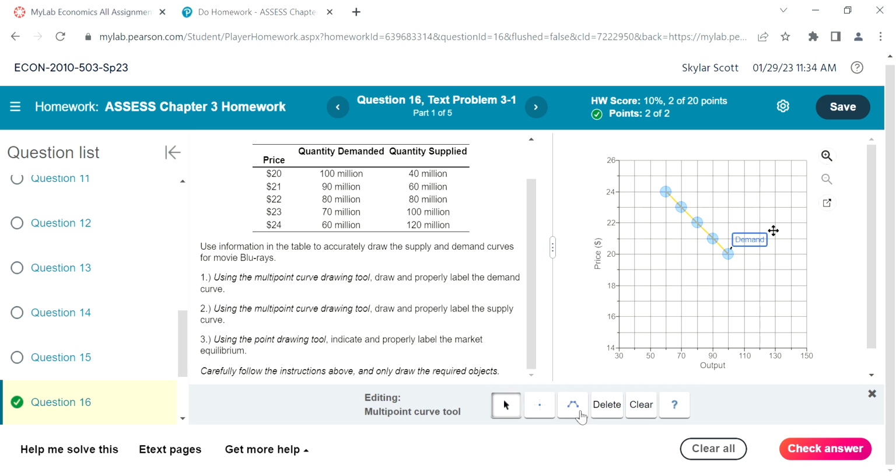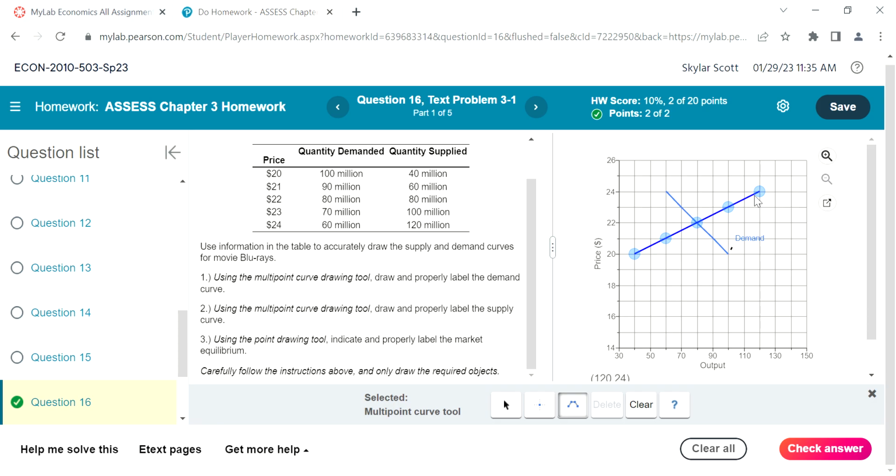We're going to do the same thing, choosing our multi-point curve tool, but this time we'll draw the supply curve. So, at the same price of $20, producers are willing to produce 40 million units, which is all the way out here. At $21, they're willing to produce more, so at that point they're at 60 million. At $22, they're willing to produce 80 million. At $23, they're willing to produce 100 million. And finally, at $24, they're willing to produce 120 million.